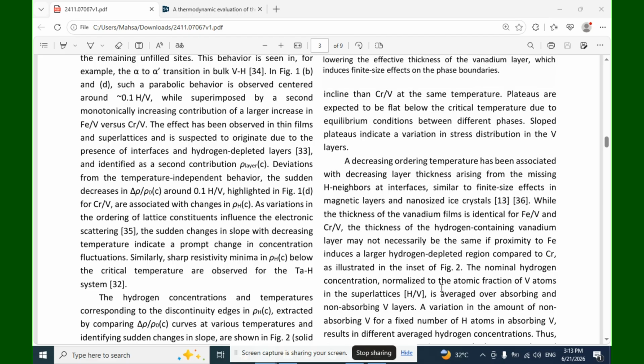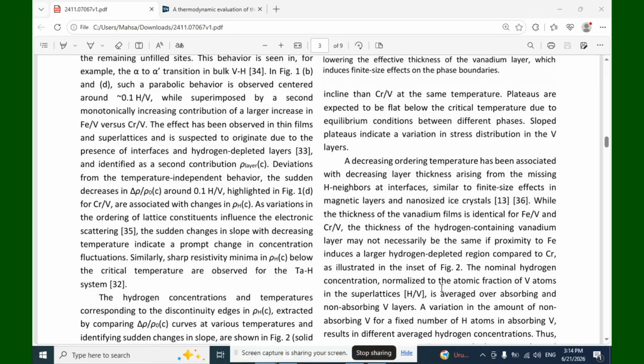A decreasing ordering temperature has been associated with decreasing layer thickness arising from the missing neighbors at the interfaces, similar to finite size effects in magnetic layers and nanosized ice crystals, while the thickness of the vanadium films is identical for the Fe/V and Cr/V. The thickness of the hydrogen-containing vanadium layer may not necessarily be the same if proximity to the iron induces a larger hydrogen-depleted region compared to the chromium, as illustrated in the inset of Figure 2.